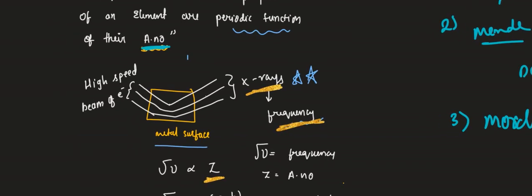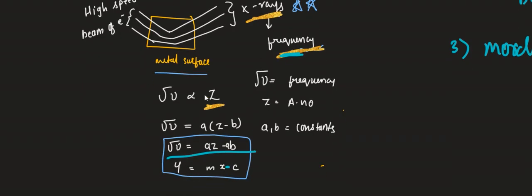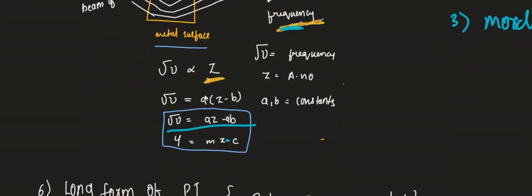So what was that experiment? A high speed of electrons was passed through a metal surface, so some X-rays are reflected back. These X-rays have some frequency. He says that this frequency is directly proportional to the atomic number of the metal surface. So this is the equation. We are not going to get any numerical from this equation.